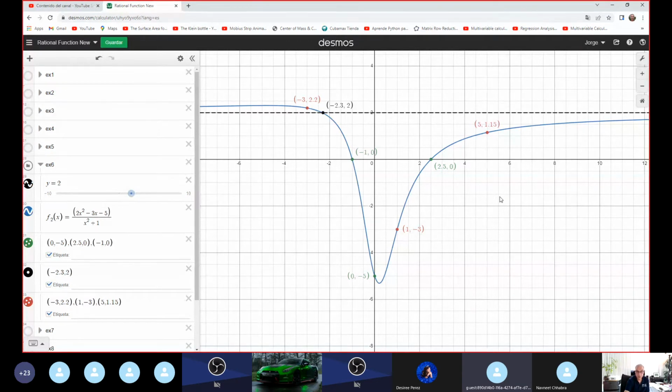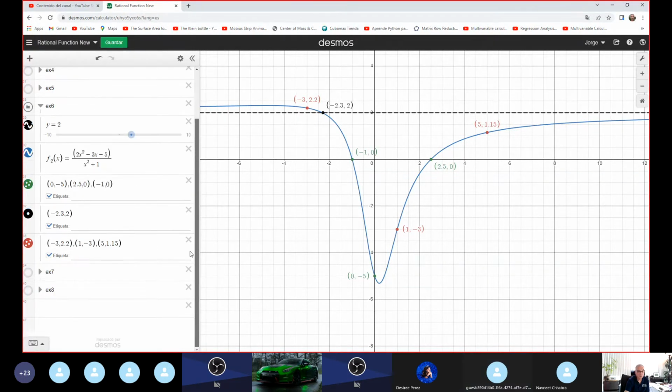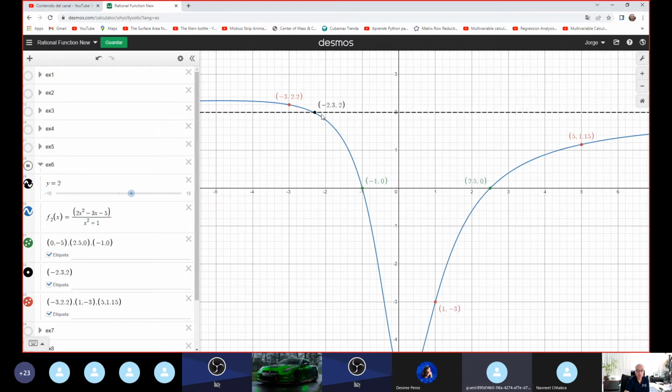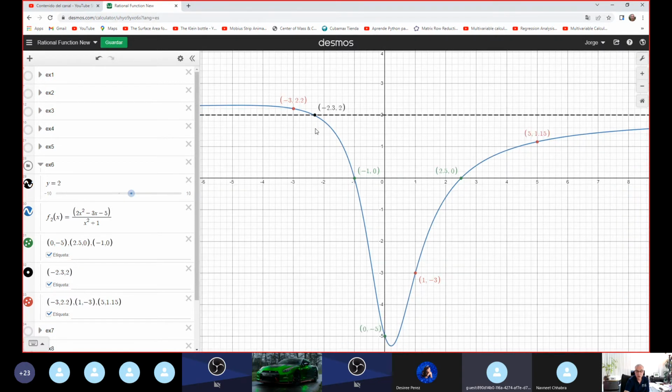The focusing and the explanation. I compute, remember, the famous point. Look at that, the point negative 2.3, 2, is the famous point in which the curve, in blue color, crosses the horizontal asymptote, which is y equal to 2. We have in red color 3 additional points: 5, 1.15; 1, negative 3; and negative 3, 2.2.